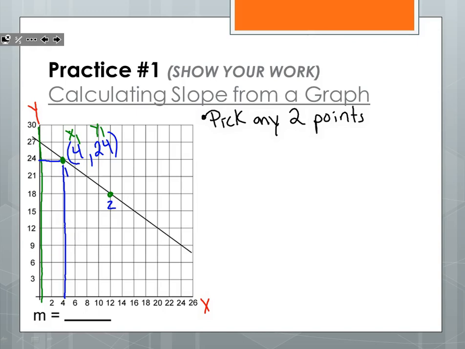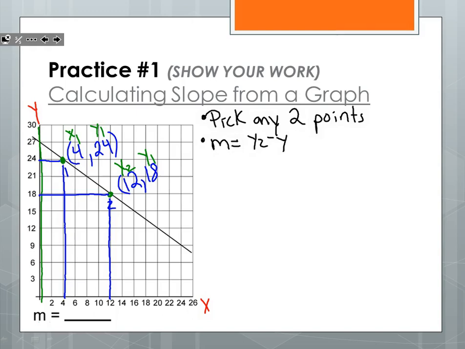Could be lunch. Then my next point, now I've named my point 1. My next point, do the same thing. I'm going to look at, where does the line intercept the x? 12. Where does it intercept my y? 18. So this is x2. This is y2. Then I'm just going to put it in for my slope equation.